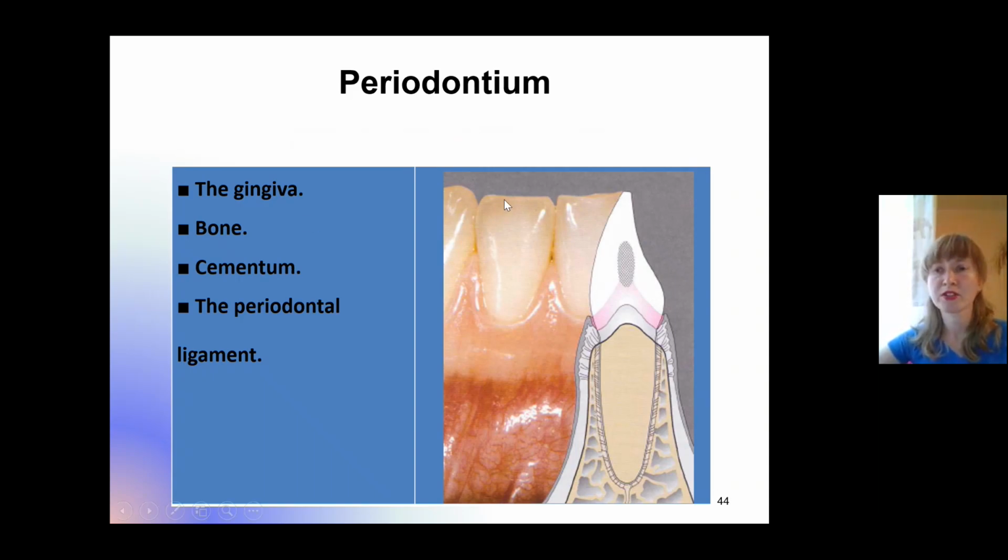What is periodontium? Periodontium, it is a complex of tissues that surrounds a root of the tooth. It encompasses gingiva, bone, cementum, and periodontal ligament.